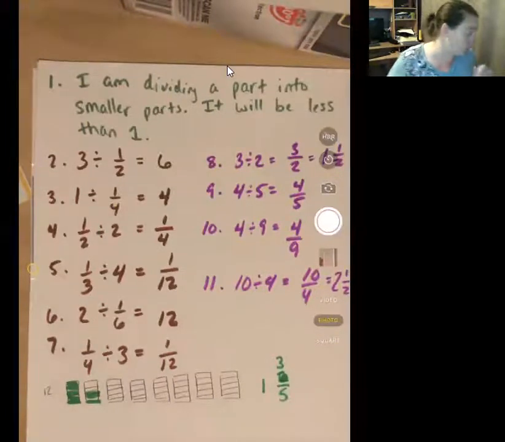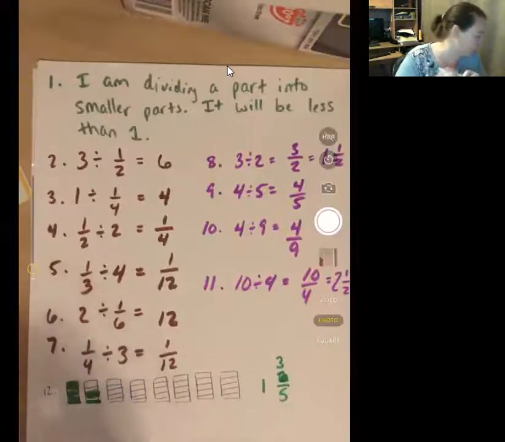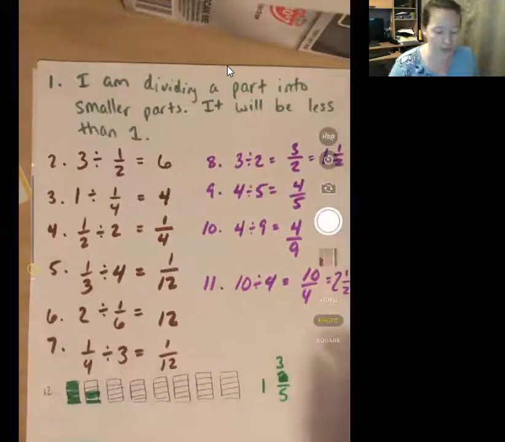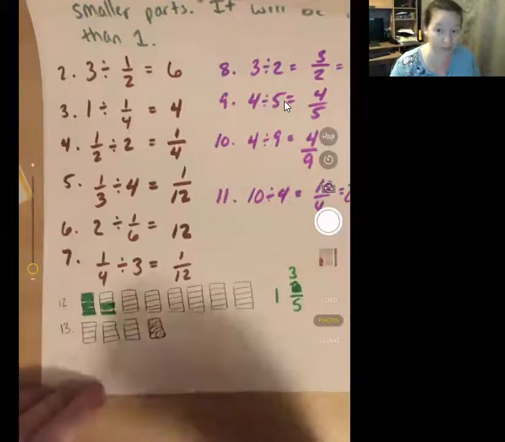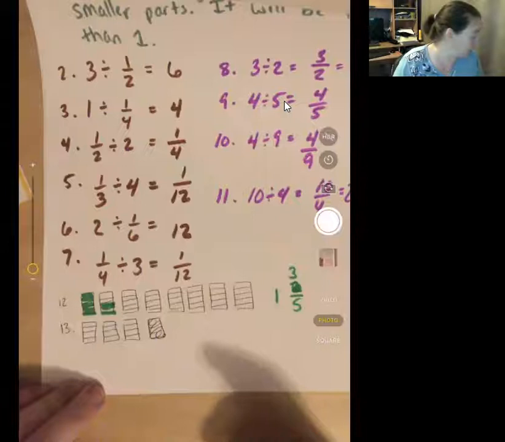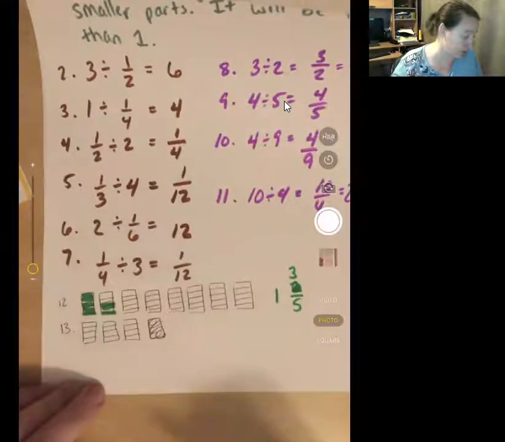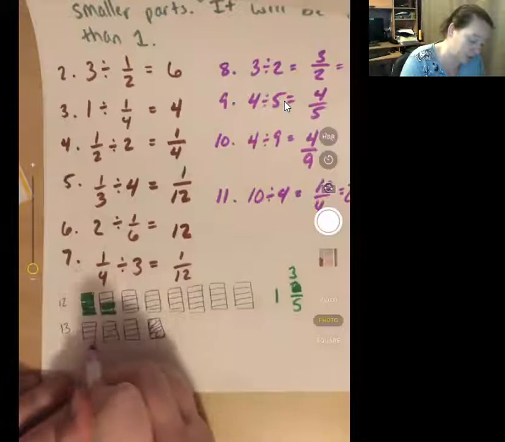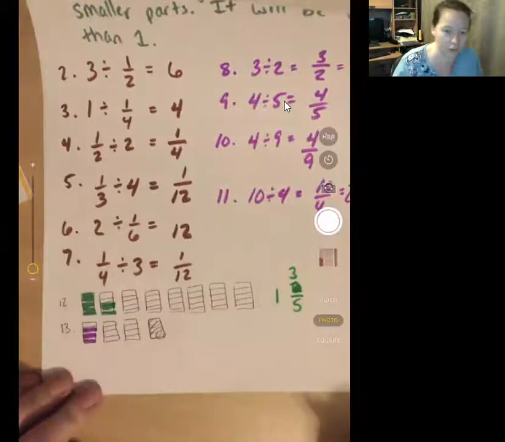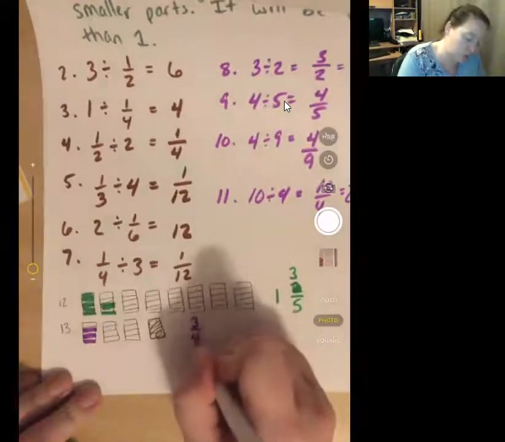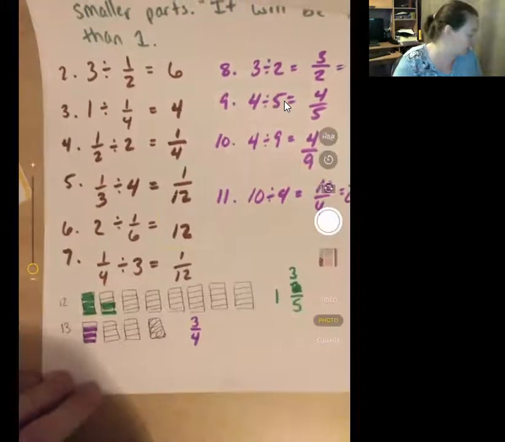Number 13, 4 friends share 3 pieces of construction paper equally. What fraction of a sheet of paper does each friend get? So they have, let me draw these. So here are the pieces of construction paper, all chopped up. We have 4 friends sharing the 3 sheets of construction paper. So each friend gets 1 of the 4ths, 2 of the 4ths, and 3 of the 4ths. So it is equal to 3/4 of a sheet that each friend gets.